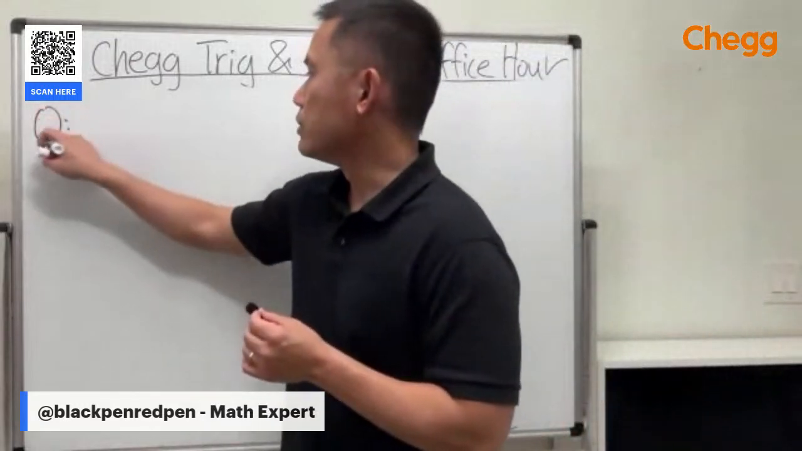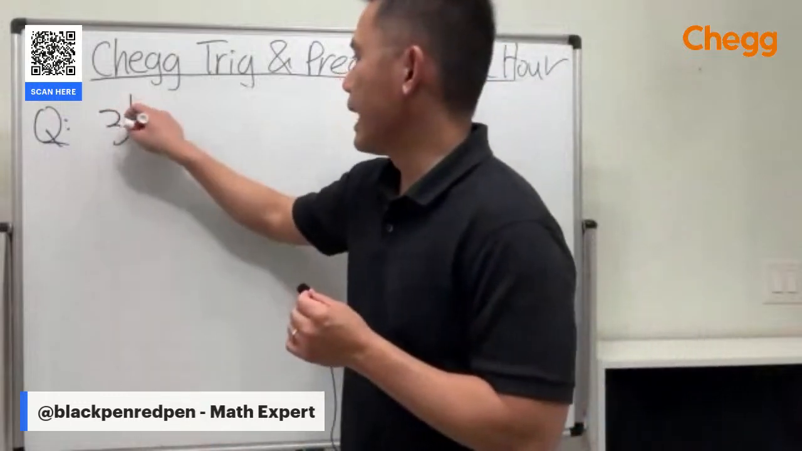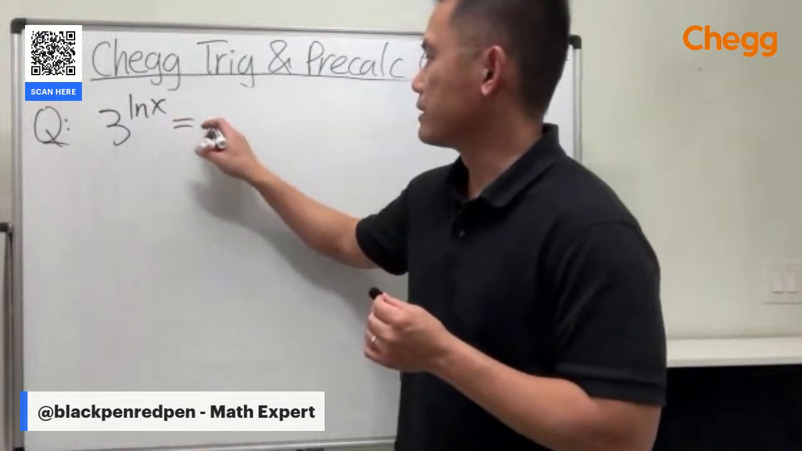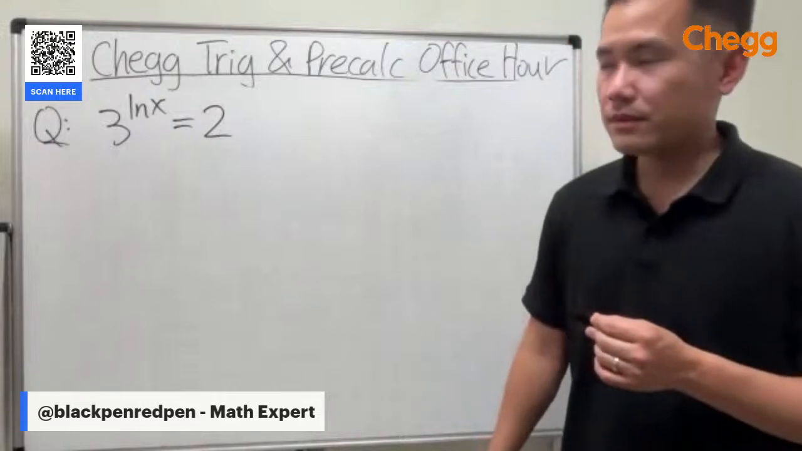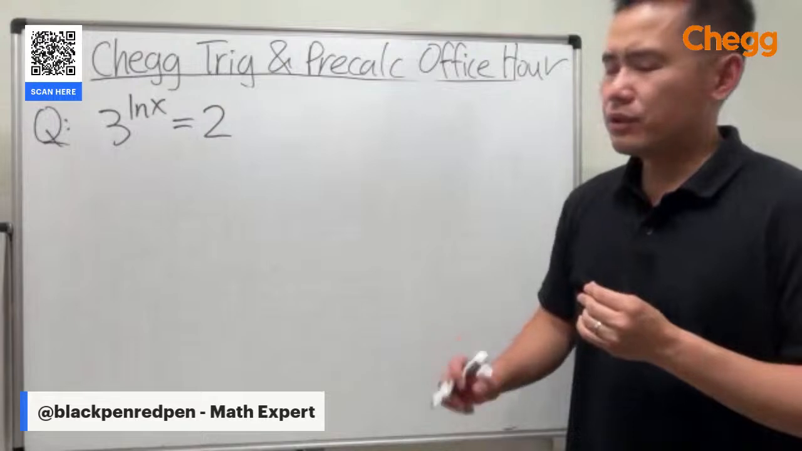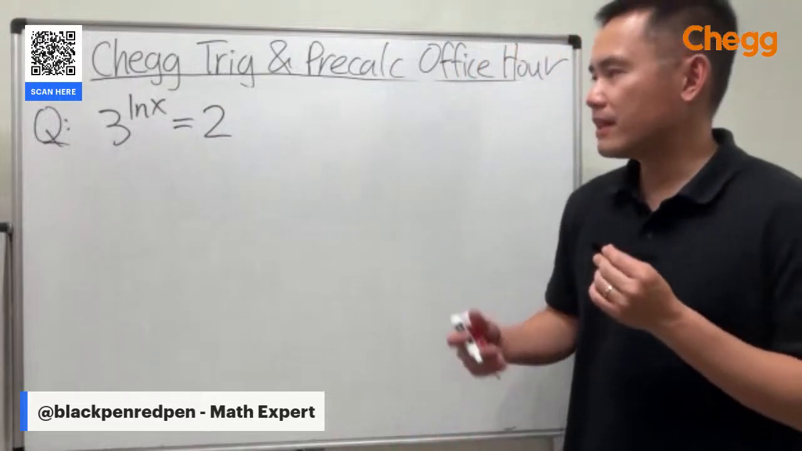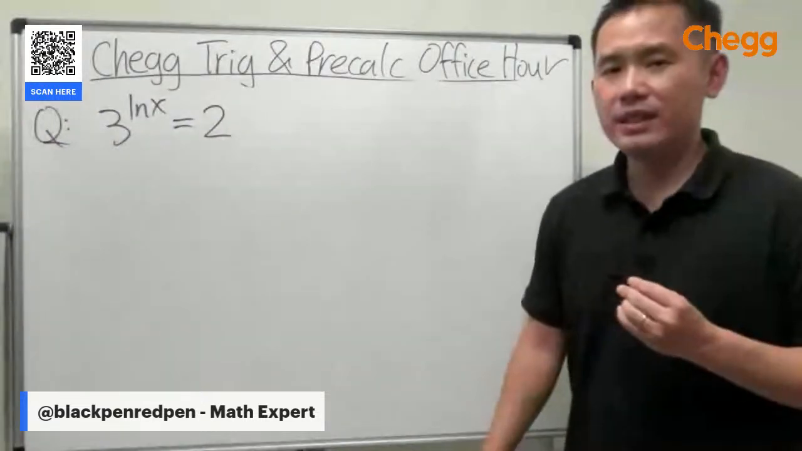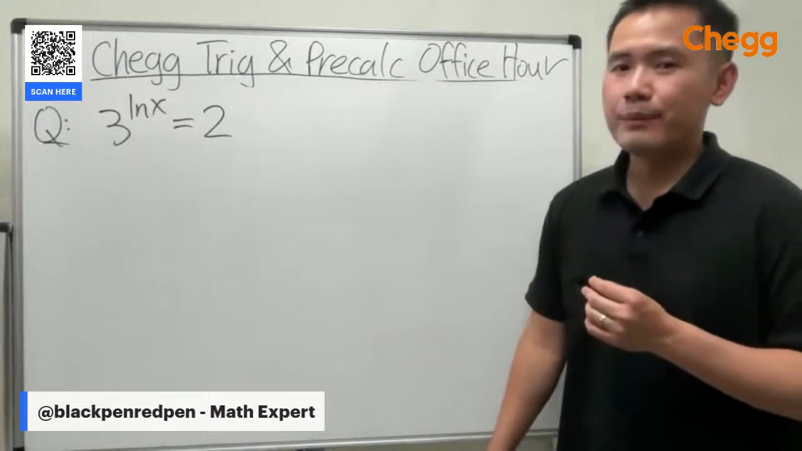So, how would you solve this equation? Let's say we have 3 to the ln x power. It's equal to, let's say, 2. You have two ways to go about doing this. I just want to mention a pretty cool logarithmic property. It's not that well known, but it's pretty cool.